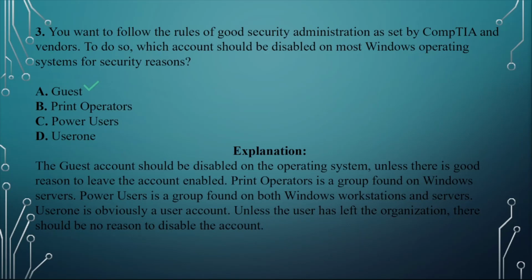Guest. The guest account should be disabled on the operating system unless there is a good reason to leave the account enabled. Print operators is a group found on Windows servers. Power users is a group found on both Windows workstations and servers. User 1 is obviously a user account, and unless the user has left the organization, there should be no reason to disable the account.